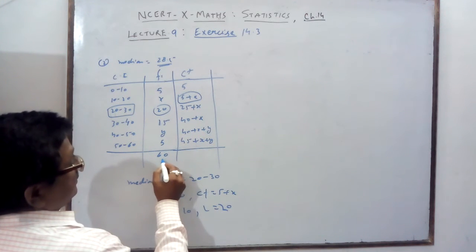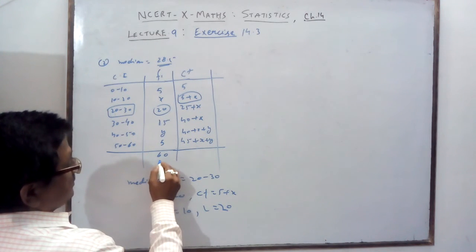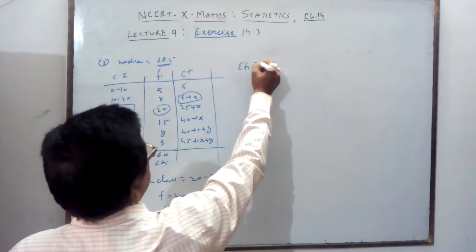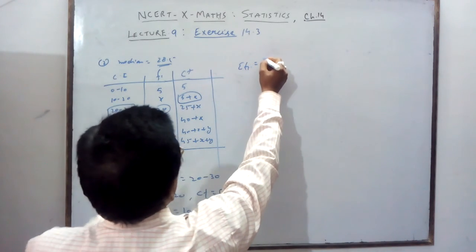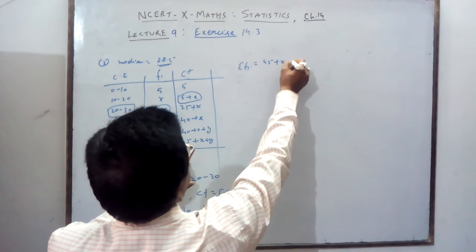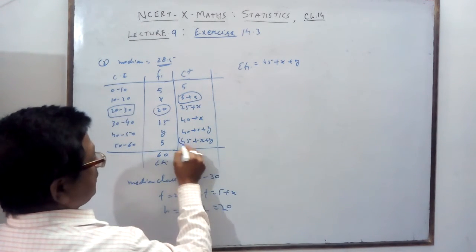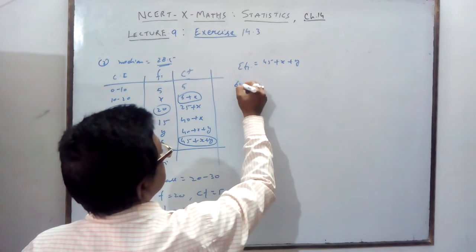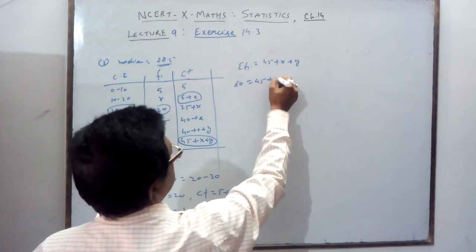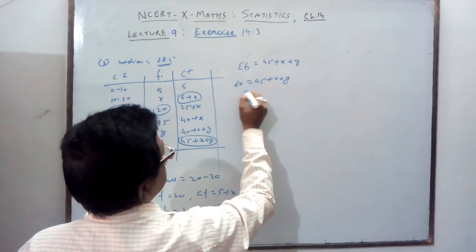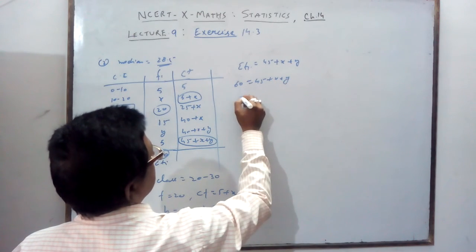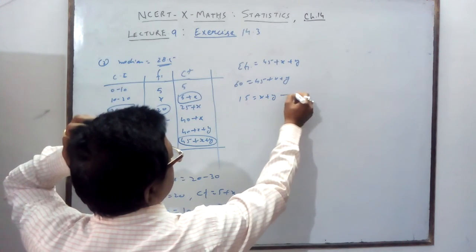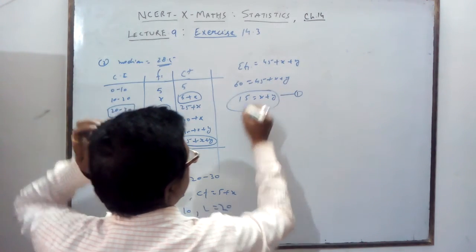60 is given here. 60, sigma Fi is given. What is the sigma Fi is equal to 45 plus x plus y, because we know that this last frequency, it will be sigma Fi. So 60 is equal to 45 plus x plus y. So 60 minus 45, 15. 15 is equal to x plus y, it is equation first.